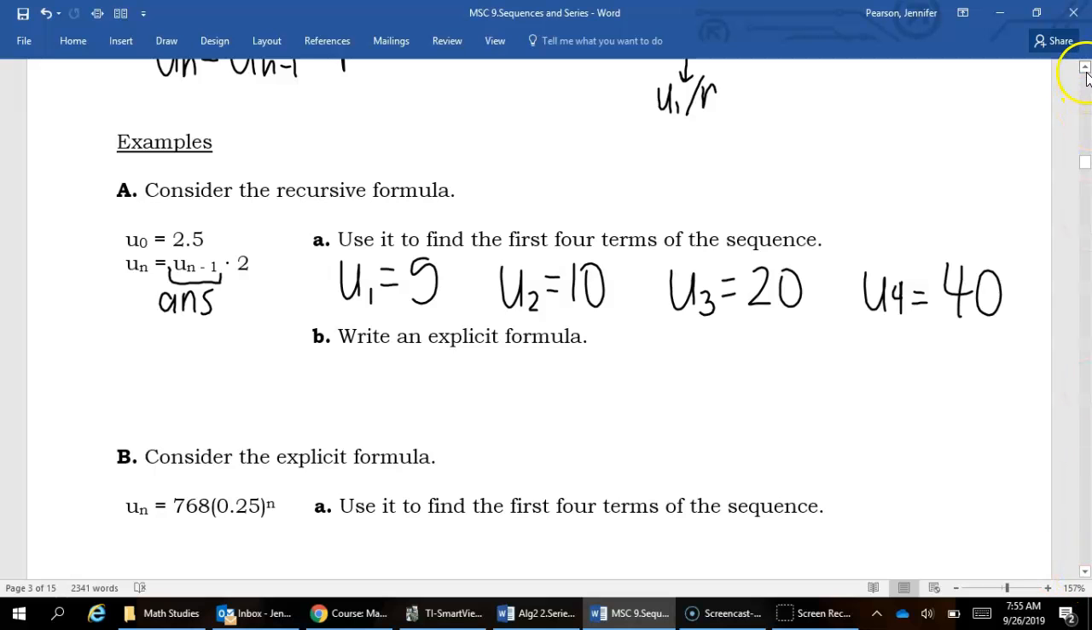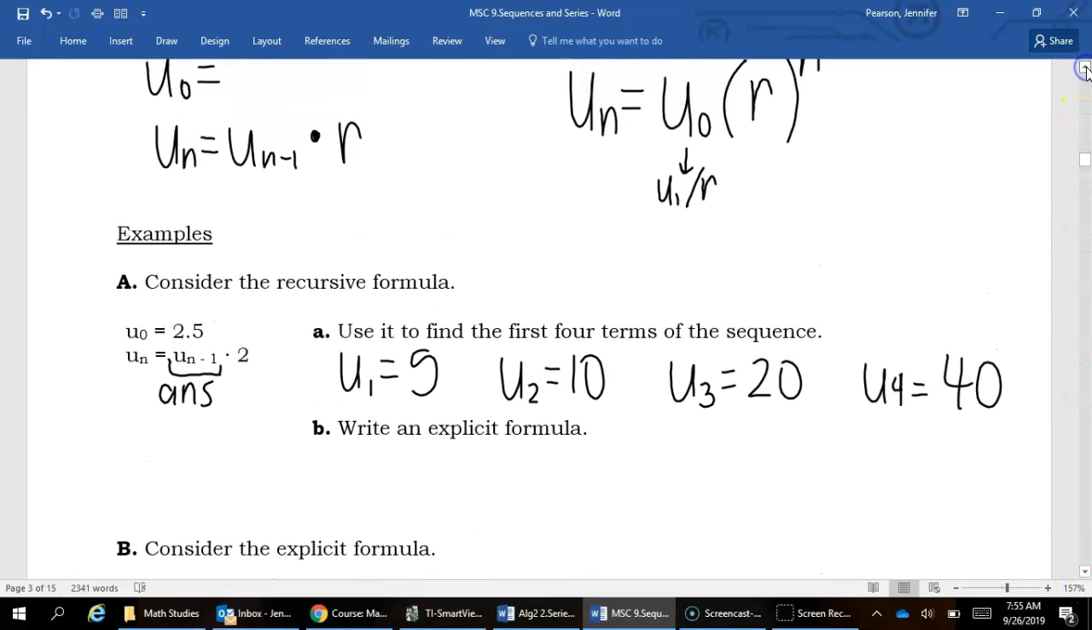And now we want an explicit formula. I'm going to put this back up just a smidge so I can see this is our goal for the explicit formula. So we need 2 things, the 0 number and the ratio. We're already given the 0 number, and we have our ratio right here. So our explicit formula looks like U sub n equals, our 0 number was 2.5, and our ratio was 2, and we'll raise that to the power of n.